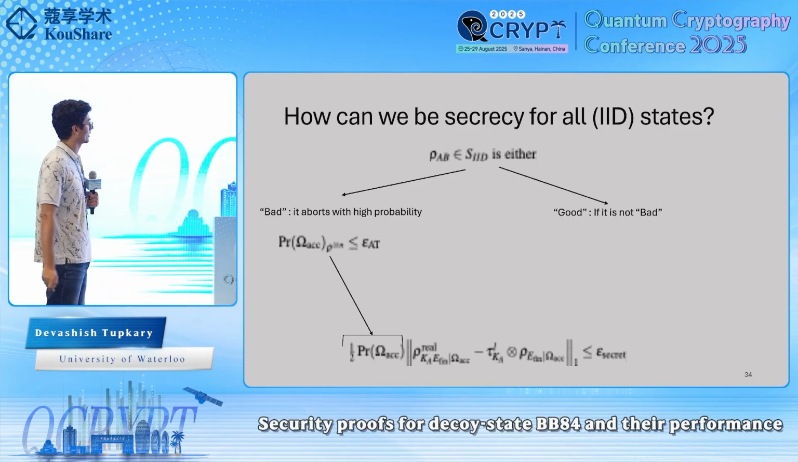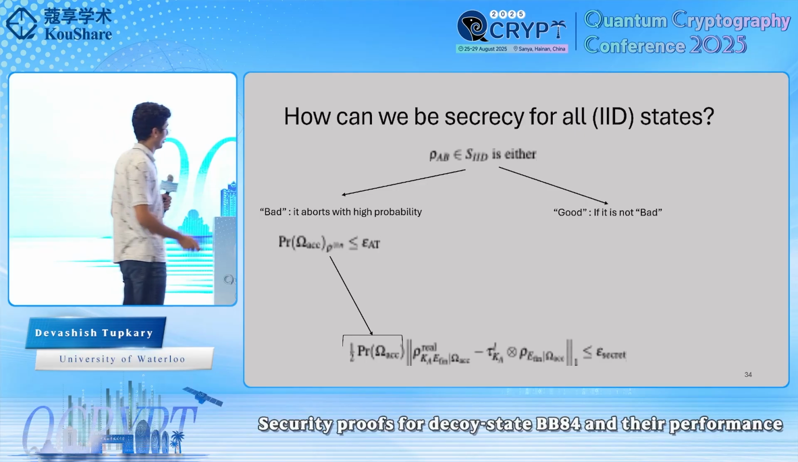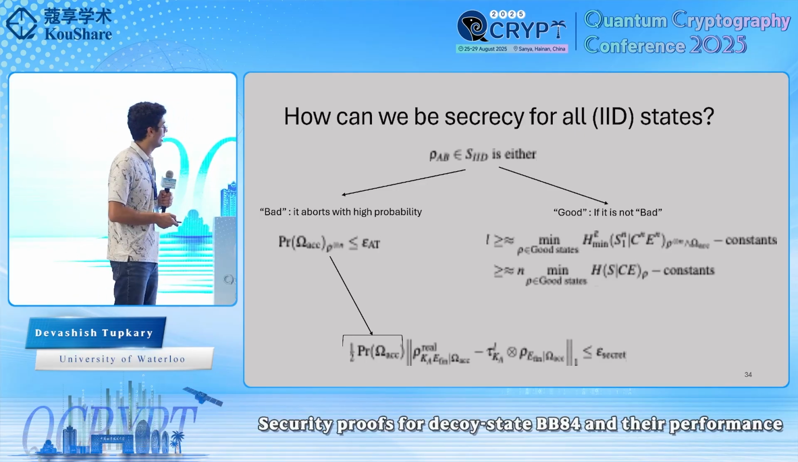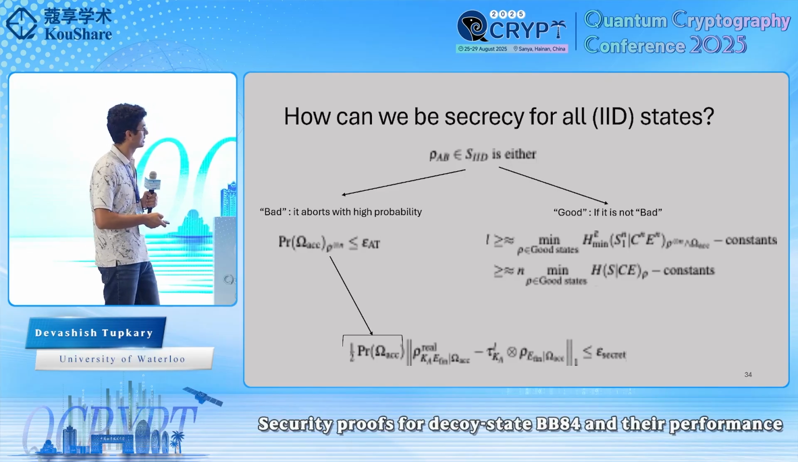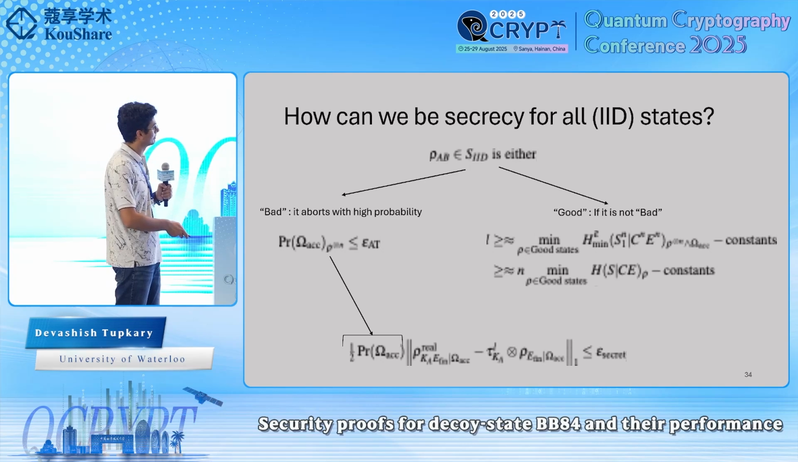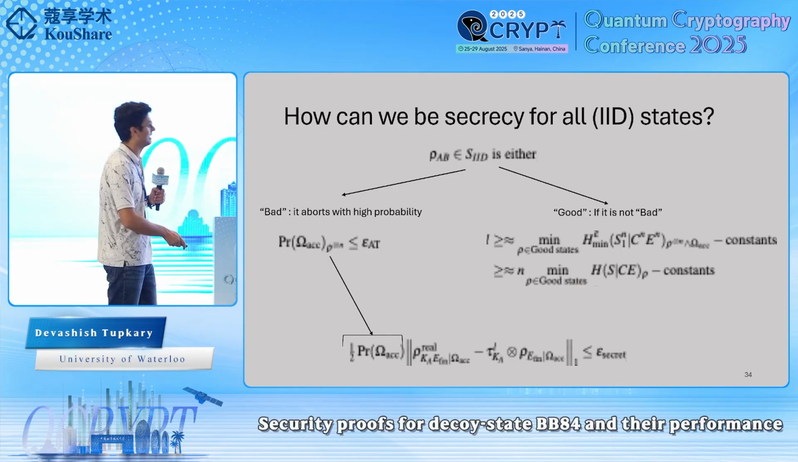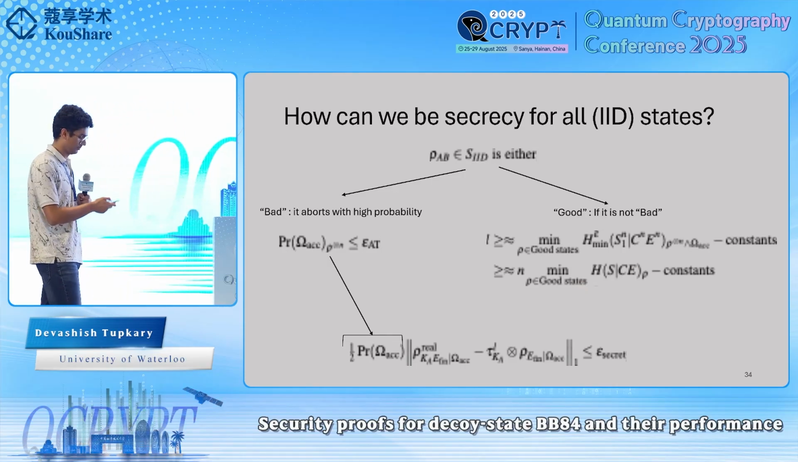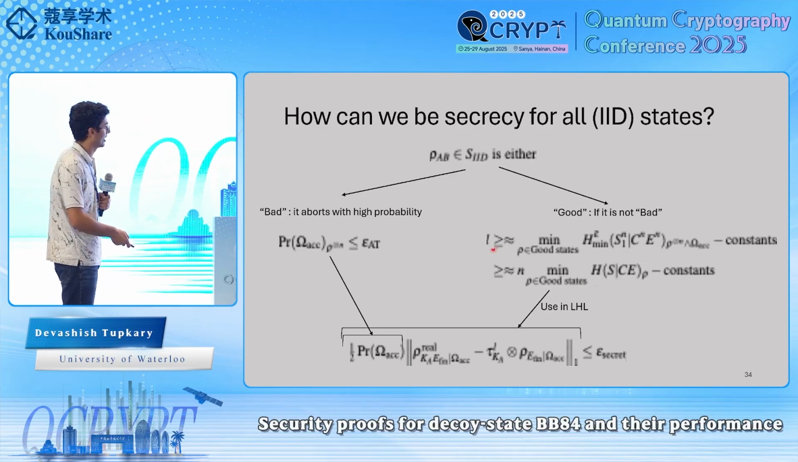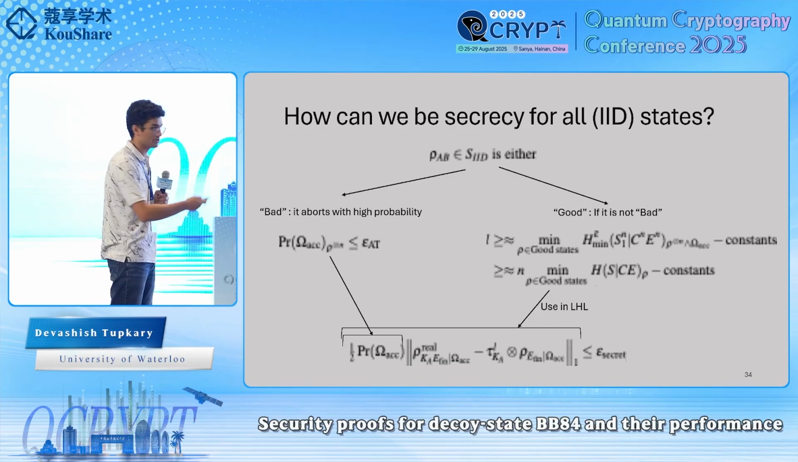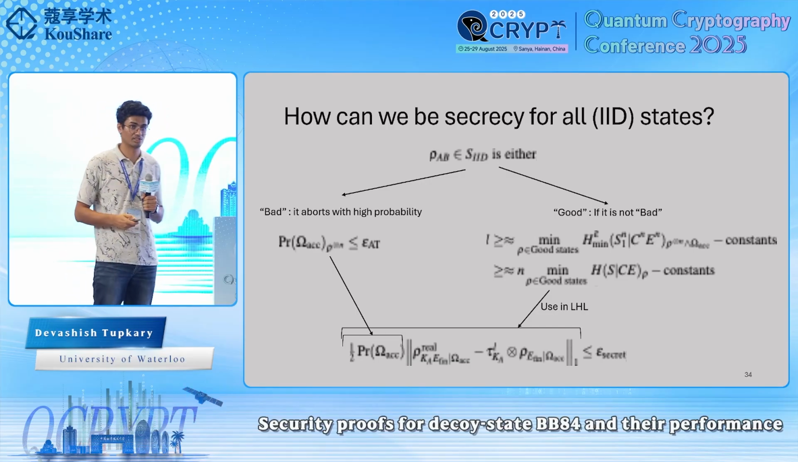Okay? If this state is not bad, then we have some knowledge about the state, and we can use this IID structure to say that the key length that we care about, we just need it to be n times the von Neumann entropy of a single round state minus some constant. Okay? And then once we have this bound, we can use this in the leftover hashing lemma to obtain a bound that bounds the trace distance that we want.